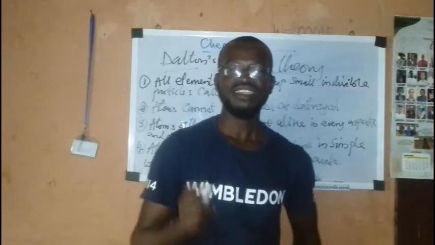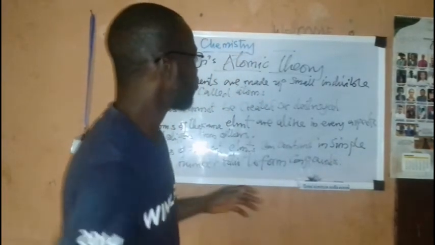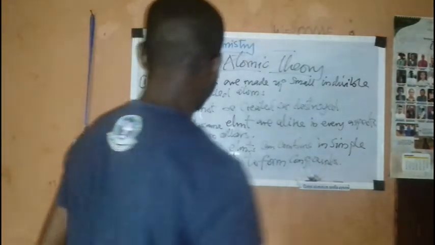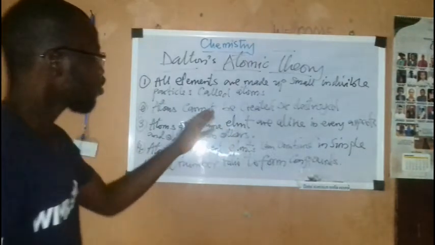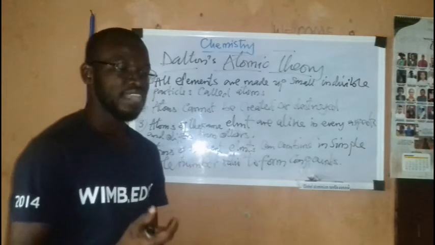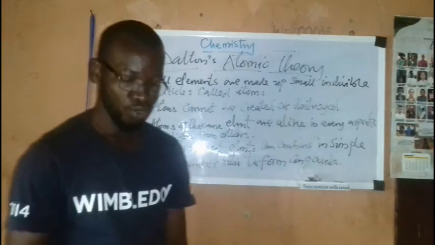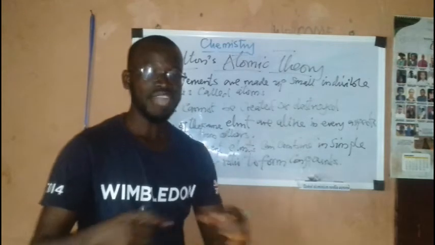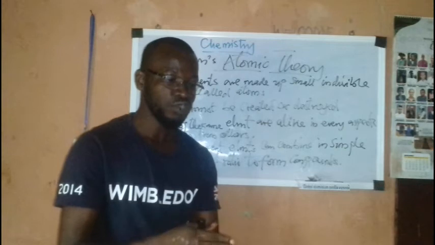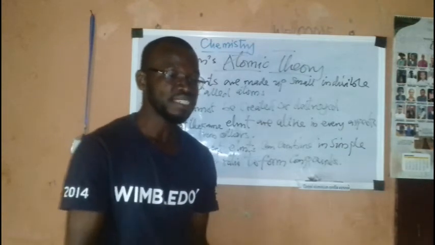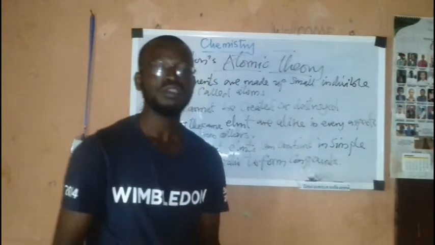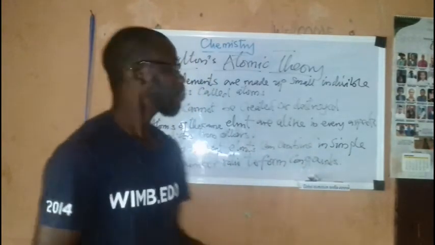All right. Now, John Dalton put forward his theory. There are 5 theories. The first is all elements are made up of small indivisible particles called atoms. That is to say, the atoms which constitute an element are indivisible. They can't be broken, they're unbreakable. The idea is that atoms, as constituents of elements, are unbreakable. According to him, that's what he said.